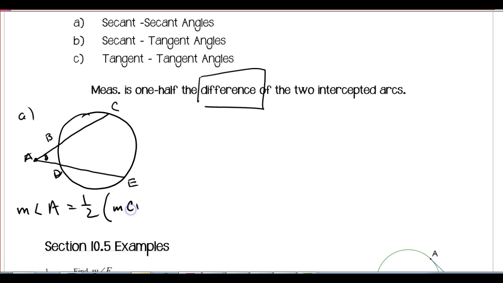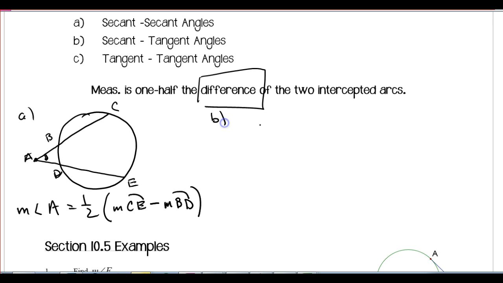the measure of arc CE minus the measure of arc BD. And again, if you're having trouble identifying these intercepted arcs, make sure that you get some extra help. So that would be the first one, secant-secant.